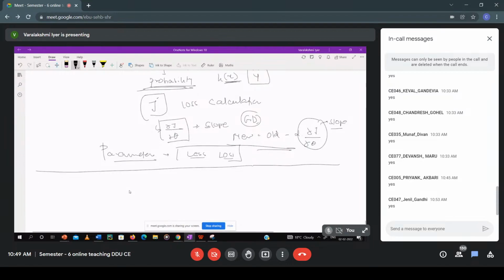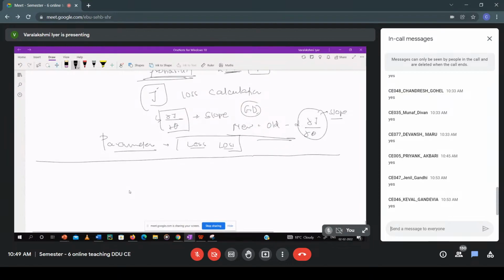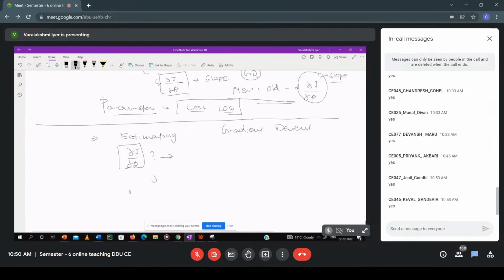Now, in this case, we'll first be estimating the value of del j by del theta. In order to obtain the gradient descent formula, we need to calculate del j by del theta. So what is del j by del theta? It will be something like this.